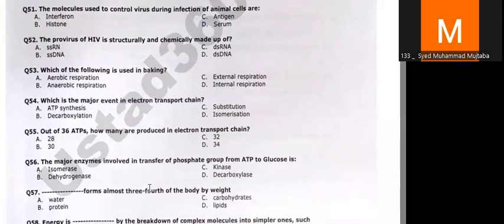Now, question number 57 asks that dash forms almost three-fourths of the body by weight. I explained during the previous video as well that water forms over 70% of our body weight because it is an essential component of all the enzymes, all the bones, and even our brain is made up of water.